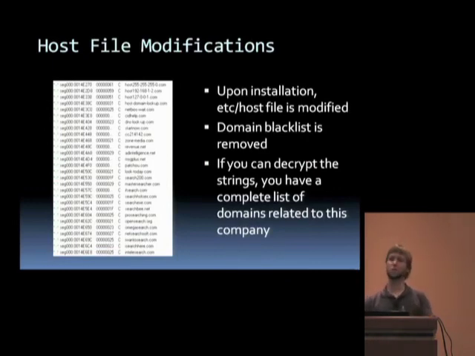The last interesting characteristic of these Switzer binaries is that when they start, they will first look at the host file on the Windows system and try to find any entries that would be used to blacklist some domains. And it checks every domain located in the host file against its internal list, and if there is a match, it will remove the blacklisting from the host file. This was really, really interesting to us because it gives us a complete list of domains used by these guys.